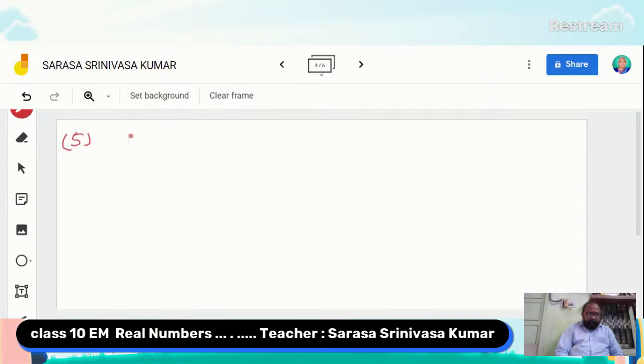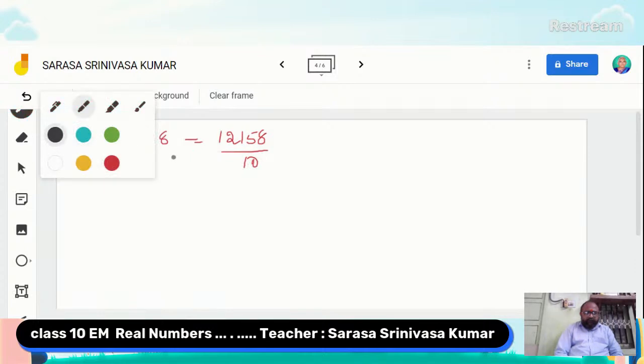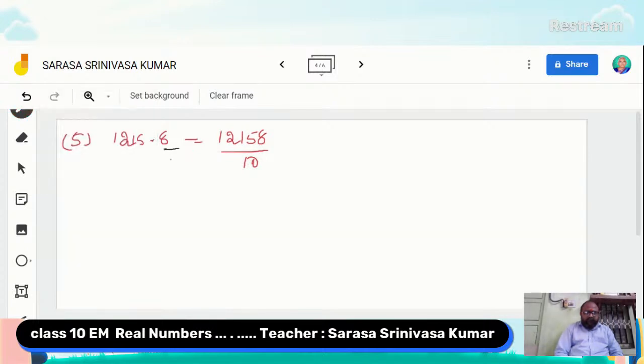This is the fifth problem. 1215.8 is equal to 12158 divided by 10. This is because there is one digit after the decimal point. Therefore, we have divided this by 10.